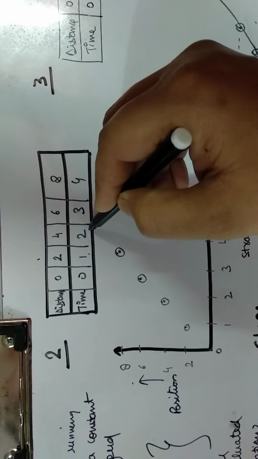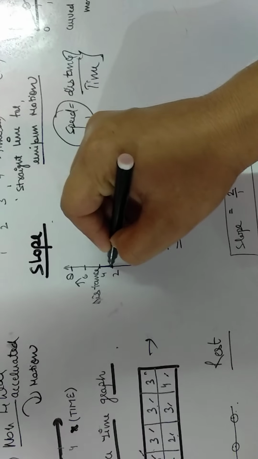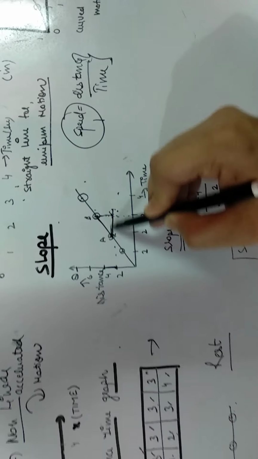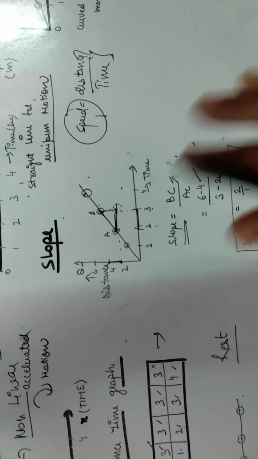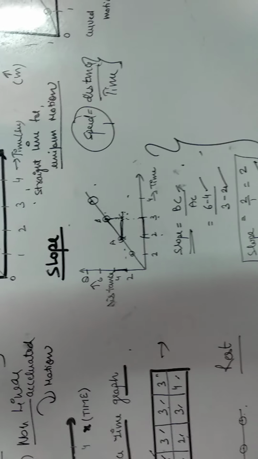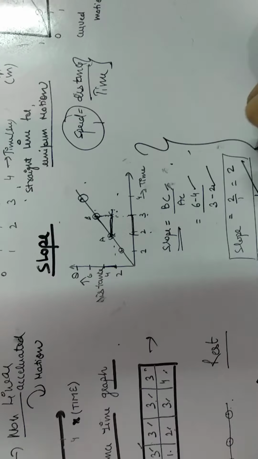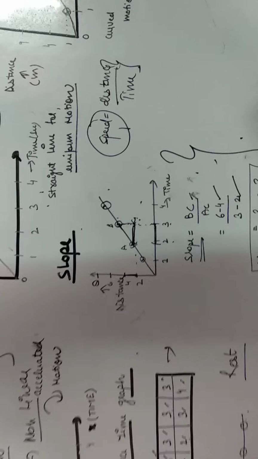This BC represents the distance in this short time interval and this AC represents the time interval between these 2 points. You can put the value here, that is 6 minus 4, and for AC, that is 3 minus 2. You'll get the value of slope 2. You can calculate the slope by taking any other 2 points, maybe B, C, maybe other points. So this is the method to calculate the slope. By this slope, you can say about the speed of the body or the constant speed of the body.